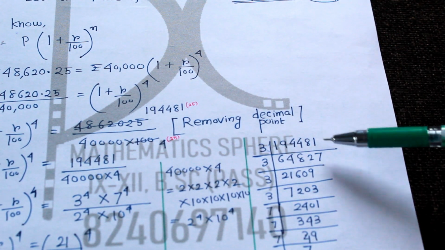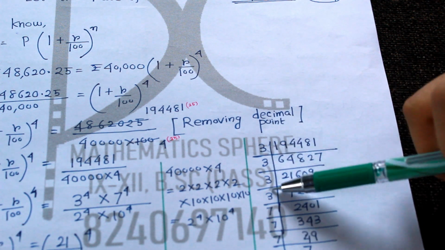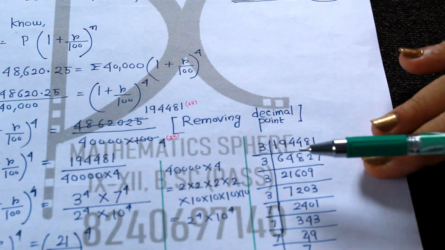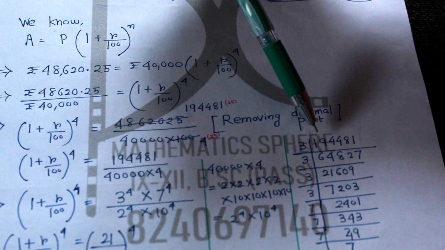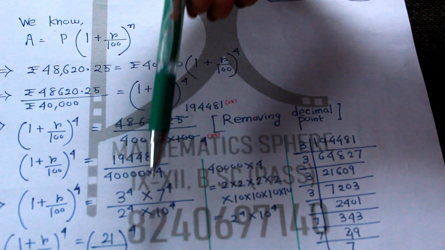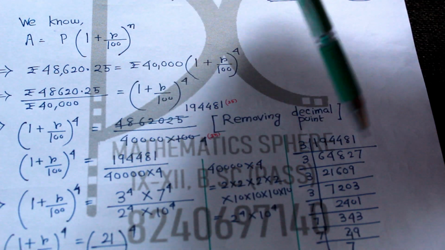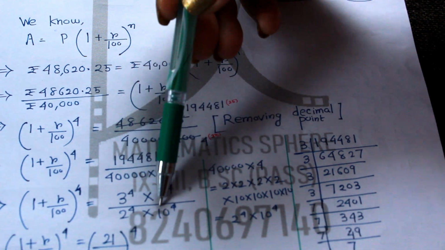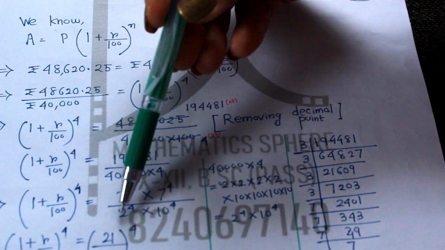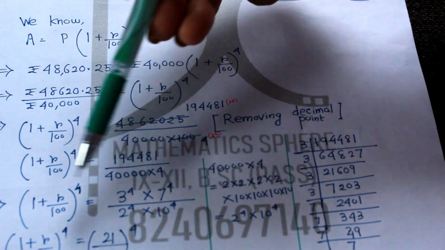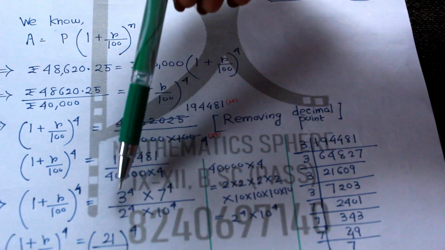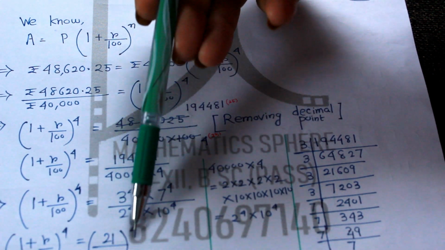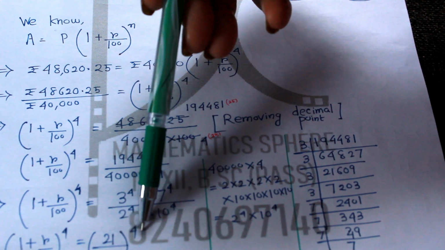If you keep on factorizing 194481, you will get four 3s and four 7s. That means 194481 is 3^4 into 7^4. Again in the denominator you will get 2^4 into 10^4, because here 4 zeros are there, meaning 10^4, and 4 is 2 into 2, so 2^4. If we combine this, we get (3 into 7) which is 21, whole to the power 4, and here (2 into 10) which is 20, whole to the power 4. So in the full expression we write it as whole to the power 4.